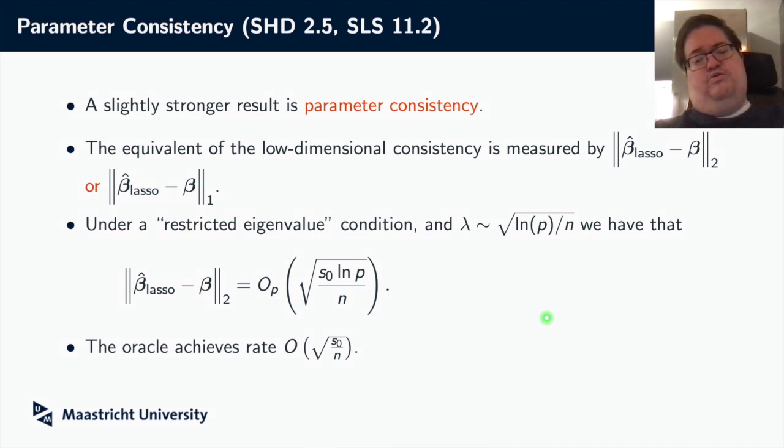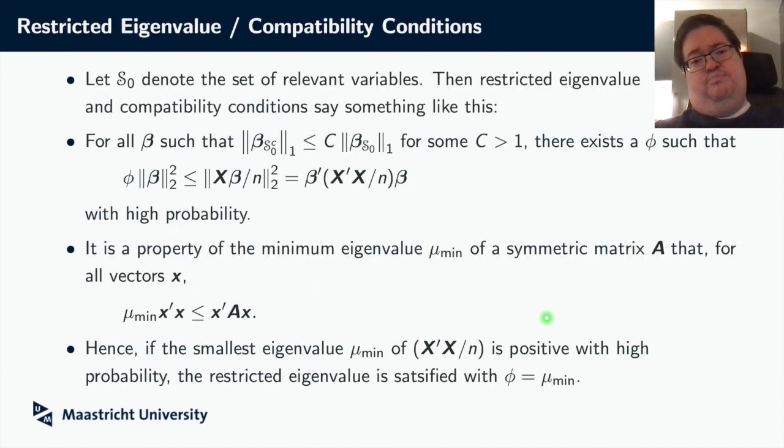Now, to round up, I will discuss what we take away from these results and what we take away from these conditions. But before that, let me briefly go into the restricted eigenvalue and compatibility conditions. This is going to be a bit abstract, so please bear with me or take a cup of coffee for the next 2 slides. So what we need is a set of relevant variables. That is the first thing we need.